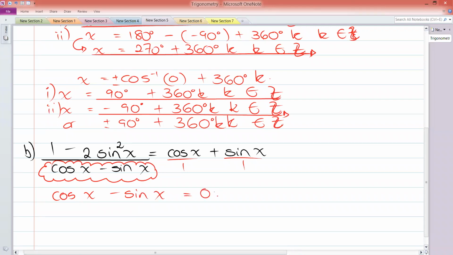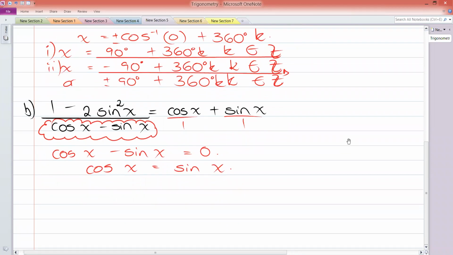That's your first step. And again, you want to solve this. Using inverse operations or the balancing method, cos x is equal to sine x. Remember, with these ones, there are two ways of working it out. I'm going to do it the easier or simpler way. Remember one of our fundamental identities, tan x is equal to sine x over cos x.